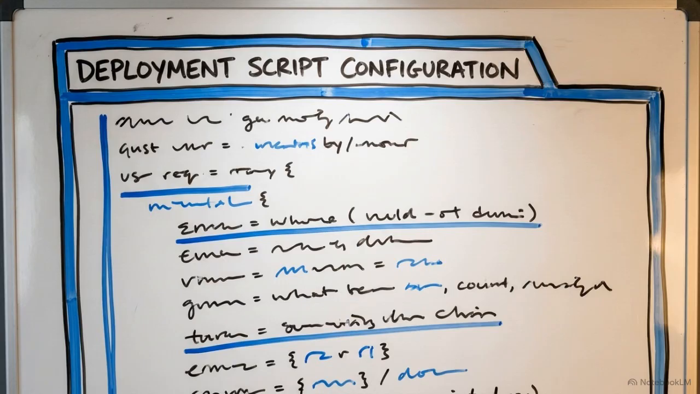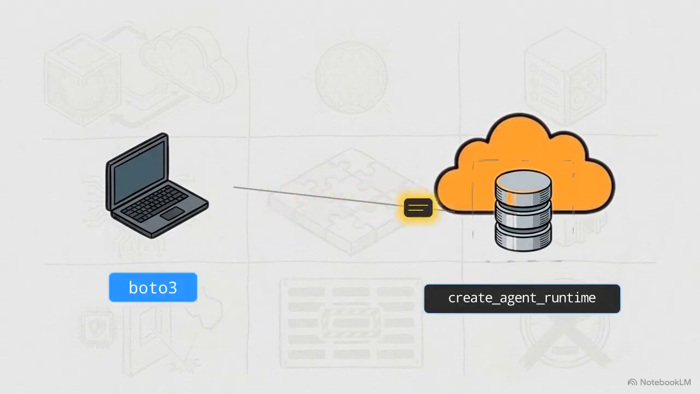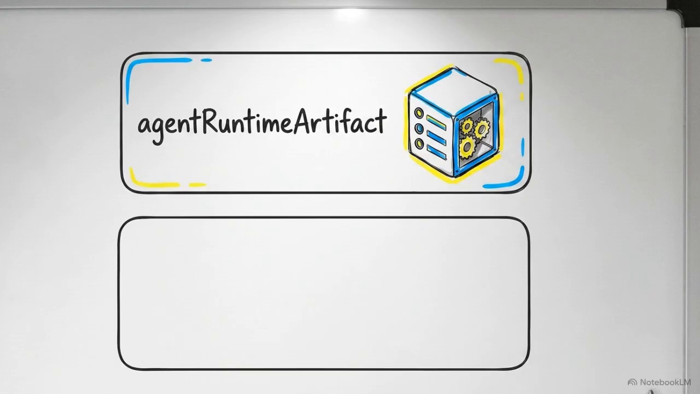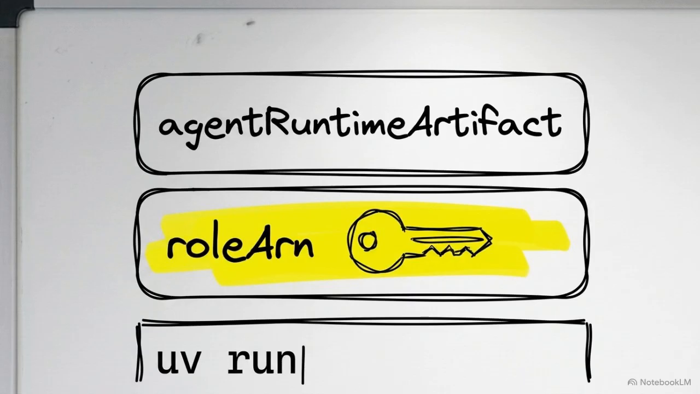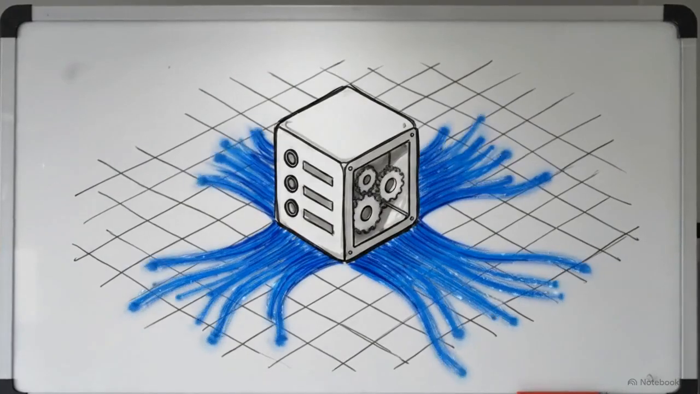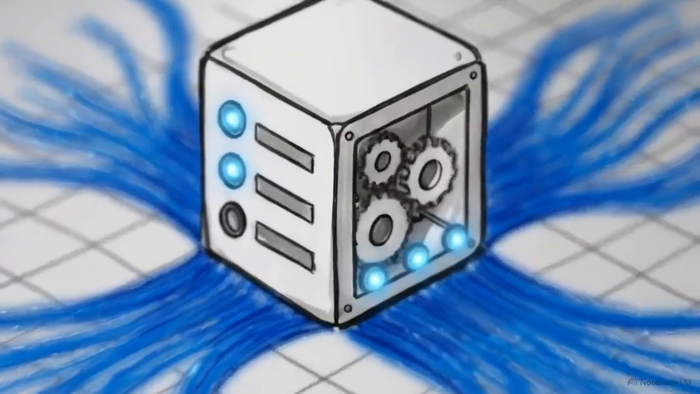number. Now we deploy. Create a script named deploy_agent.py. This uses the Boto3 library to execute the create agent runtime operation inside AWS. The deployment script requires 2 non-negotiable parameters: the agent runtime artifact, which points to the ECR image you just uploaded, and a valid IAM role ARN that grants the necessary cloud permissions. Run the script using UV. A successful execution bridges the gap, transforming your dormant container image into a live, queryable Bedrock AI entity.